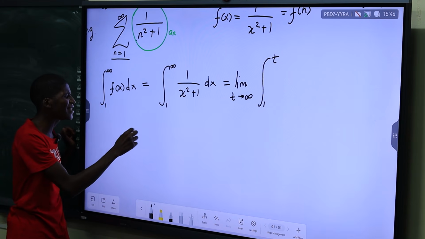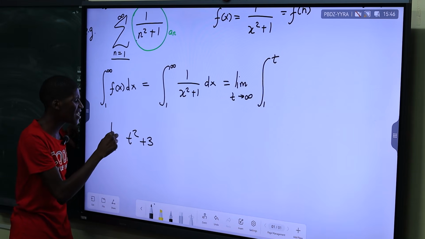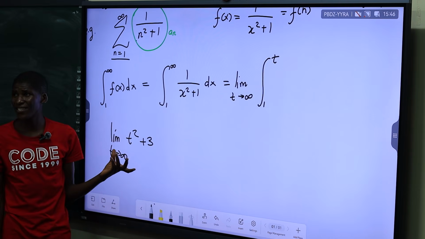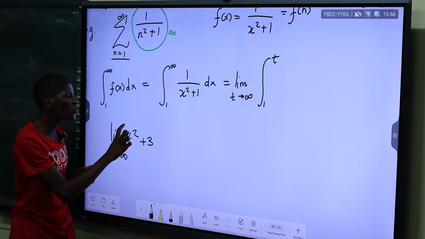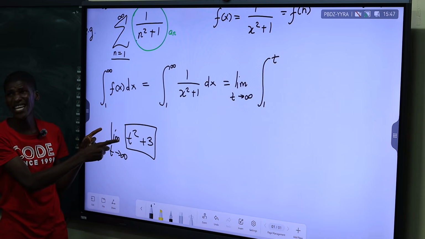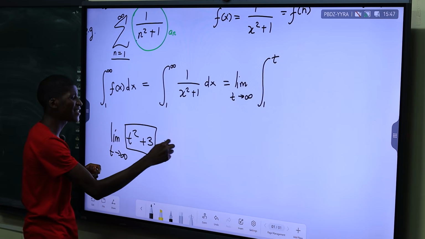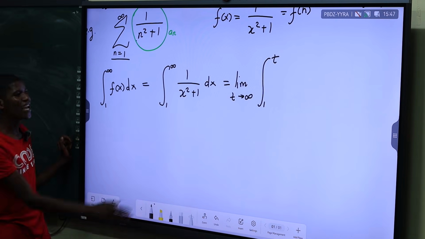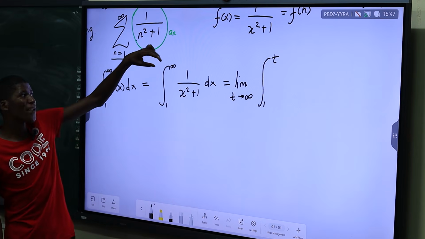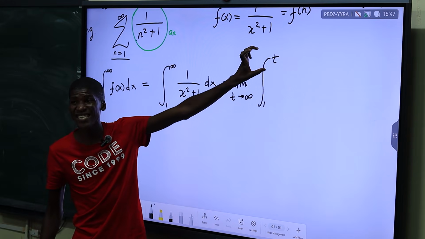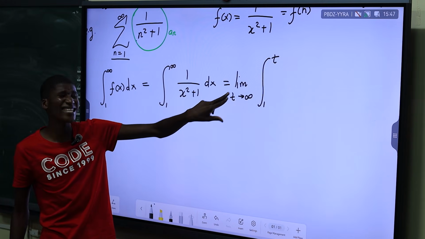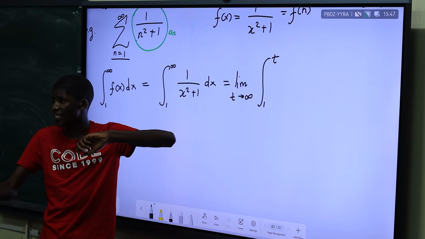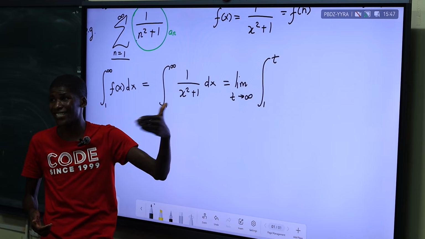If you are given something like t squared plus 3, and I say give me the limit as t goes to infinity, it is very easy to evaluate this. Okay, let's not complicate things. But in simple terms, you replace infinity with a variable t. Then you approximate the variable t until infinity, so you must keep on increasing the variable t.